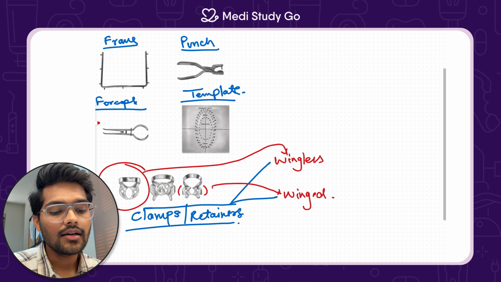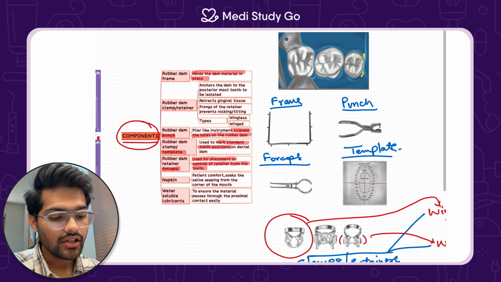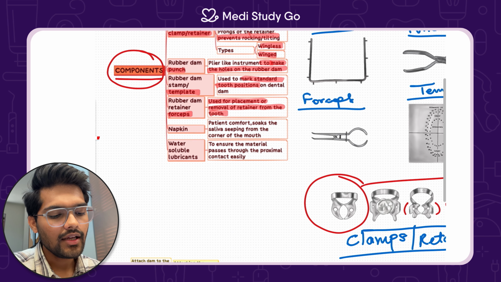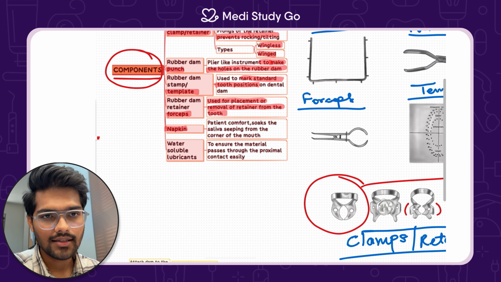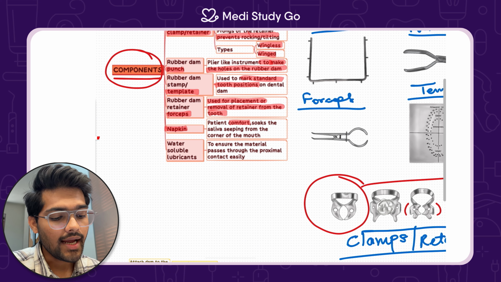So the rubber dam clamp or retainer is going to retract the gingival tissue. Obviously, it is also going to anchor the dam to the posterior most tooth or the anchor tooth. Then it is also going to prevent rocking or tilting. We also have the napkin, which is just a component that is going to soak the saliva, and it is going to avoid saliva from dripping or seeping inside the mouth from the corner of the mouth.